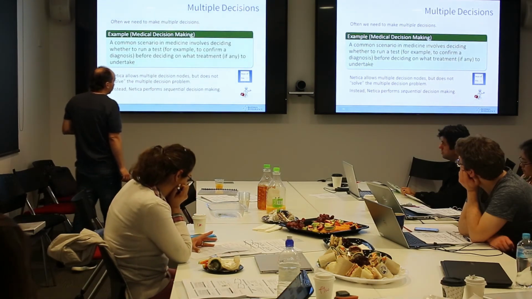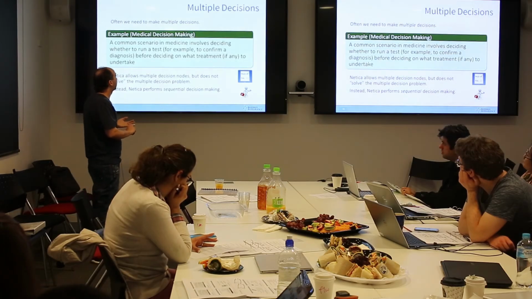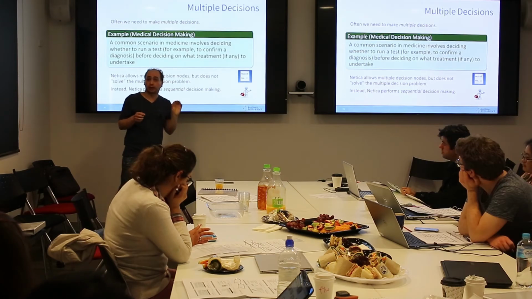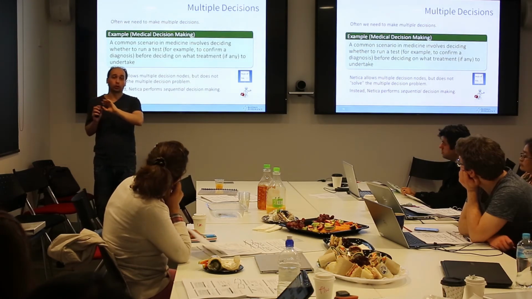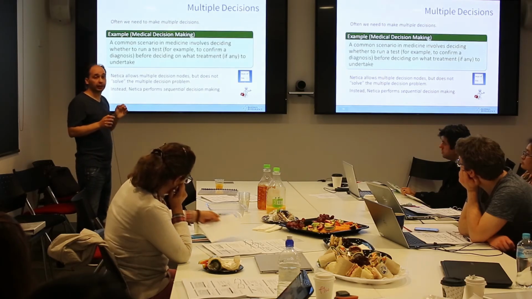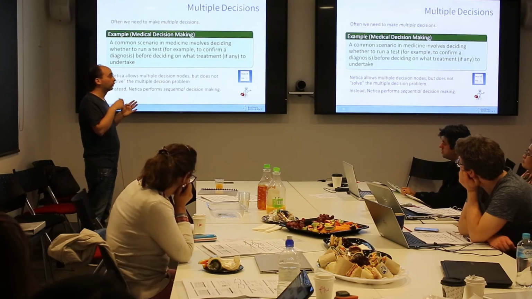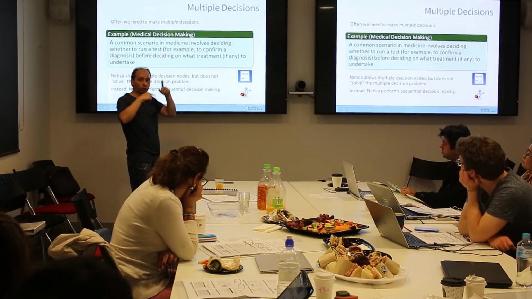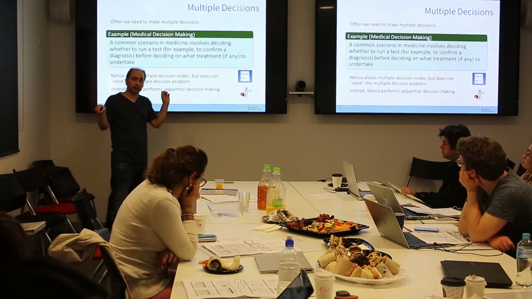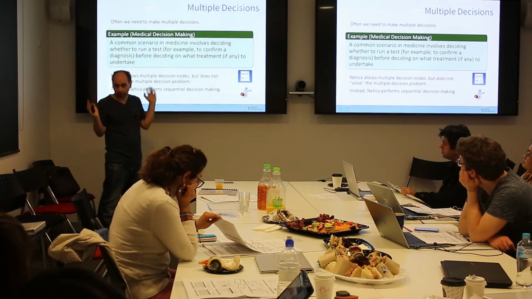Okay, so sometimes we need to make multiple decisions. That's quite easy to do in something like Netica. You can add in additional action nodes for all of the decisions that you need to make. The only thing is that there needs to be some ordering, some priority over those decisions. You can't say for every possible combination of decisions that you could make, what are all of the different expected utilities? You have to specify an ordering. This is mainly a technical limitation.